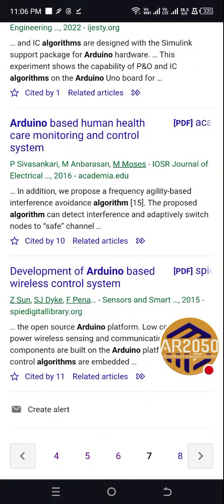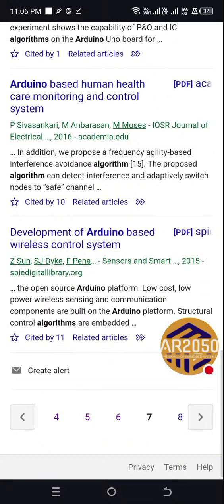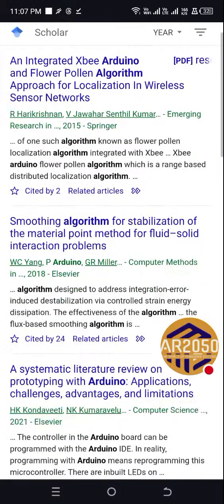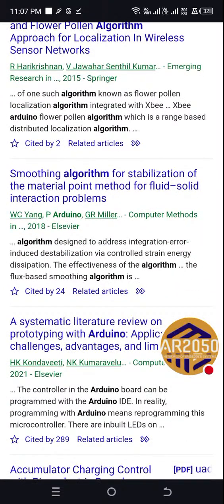And development of an Arduino based wireless control system, that's pretty much common. Let's go further. And integrated Zigbee. No, we left Zigbee when the ESP came along. Obviously, Zigbee has its own space, but now most of the time things have shifted toward the ESP.